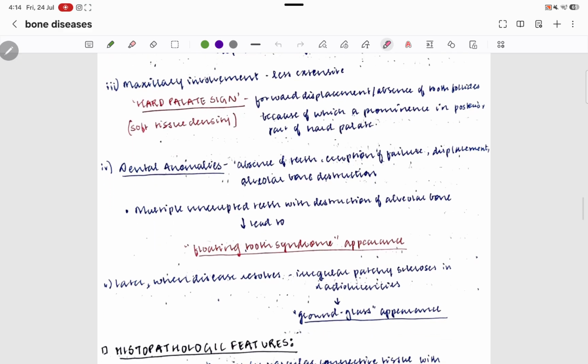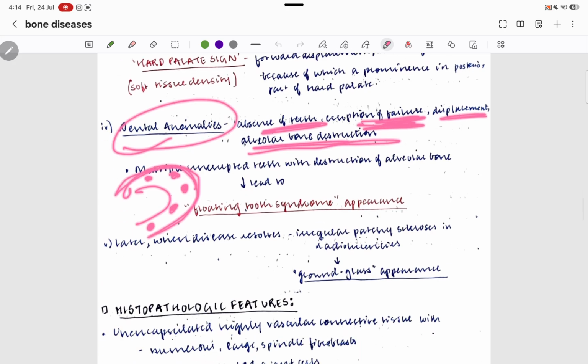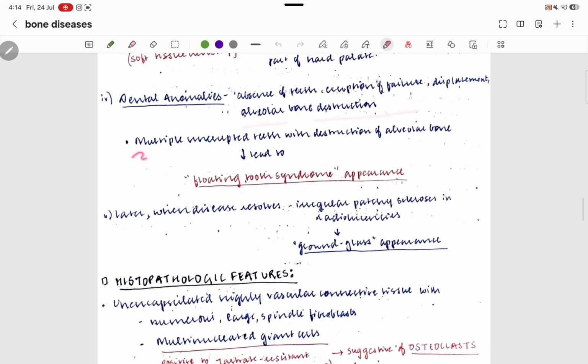Okay, so coming to the dental anomalies, there is an absence of teeth and eruption failure. In the tooth socket there is an absence of teeth, eruption failure is occurring, and displacement and resorption of the alveolar bone is also seen. So dental anomalies, what do we see? Absence of teeth, eruption failure, displacement of alveolar bone, and destruction. Multiple unerupted teeth with destruction of alveolar bone lead to floating tooth syndrome.